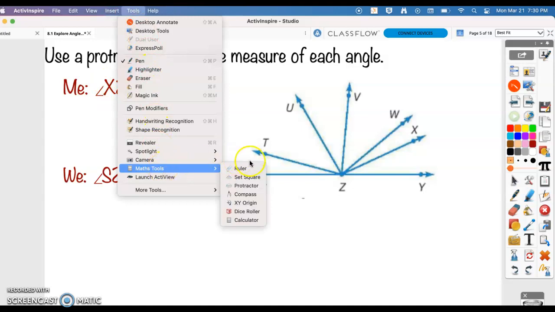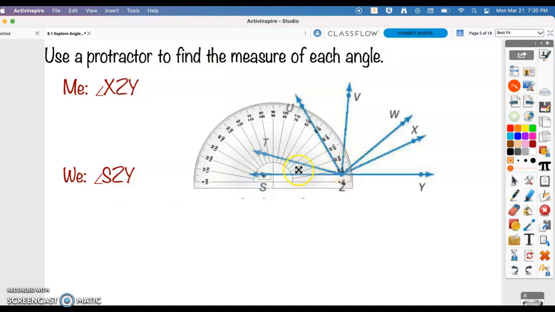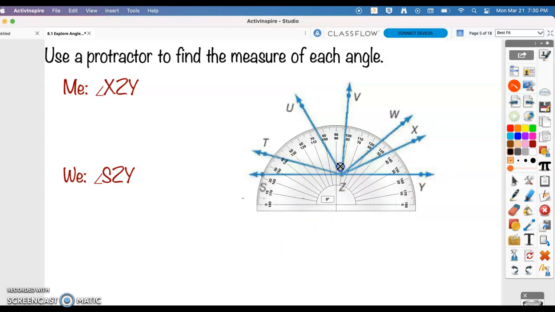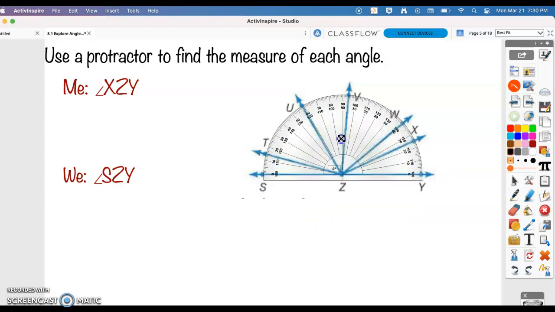I'm going to get my protractor here, and it looks pretty similar to yours. We're looking for angle XZY, this one right here. I'm going to take my protractor and line up that 0 on that dot. Then I want to make sure that this straight line edge down here lines up with that ray. Then I'm looking for this measure right here.